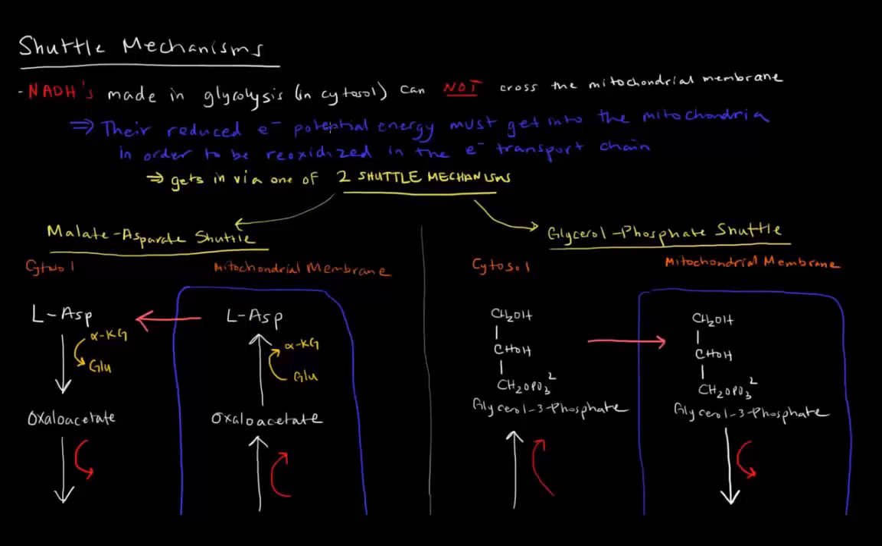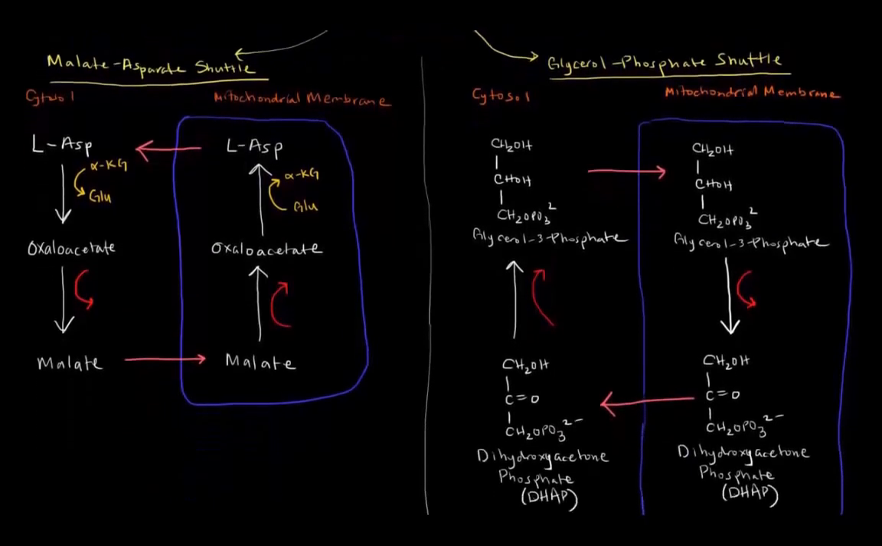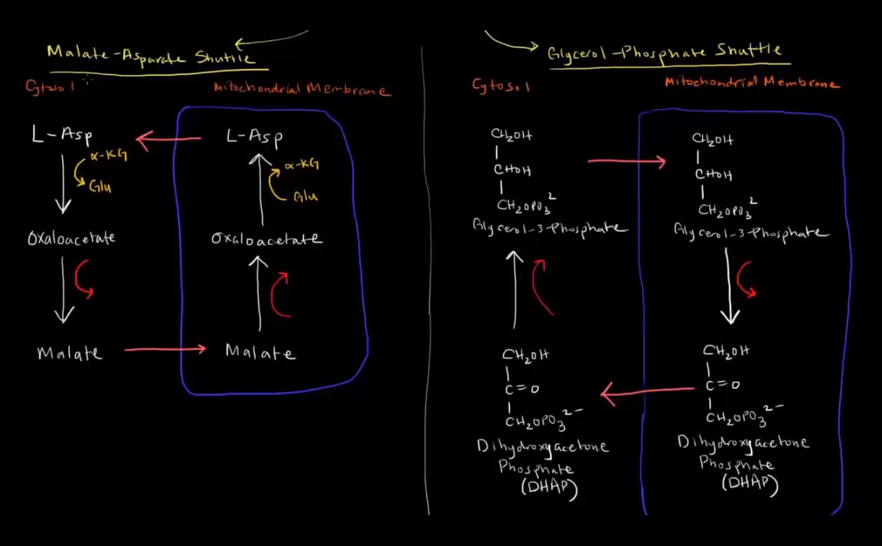So that they can be reoxidized by the electron transport chain, right, to make ATP. So we need to get these NADHs somehow into the mitochondria. But the NADHs can't cross the mitochondrial membrane. So how do we get basically their reduced potential energy into the mitochondria? Well, the way we do that is via one of these two shuttle mechanisms. These two shuttle mechanisms are the malate aspartate shuttle and the glycerol phosphate shuttle.